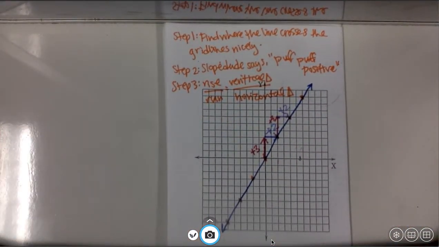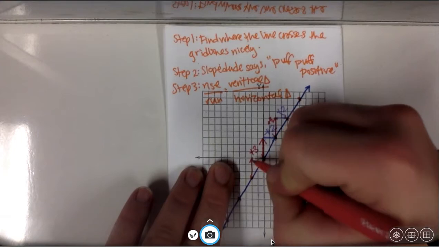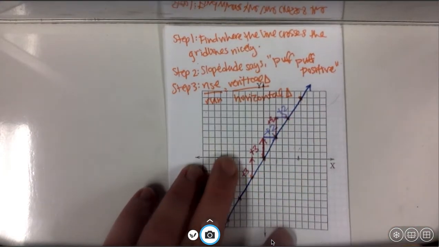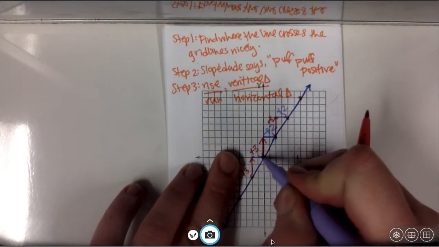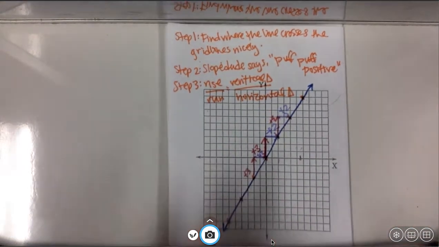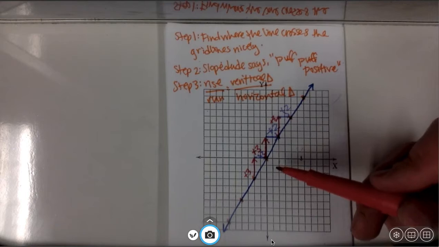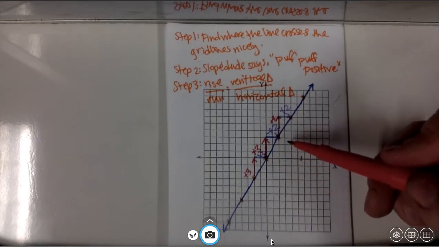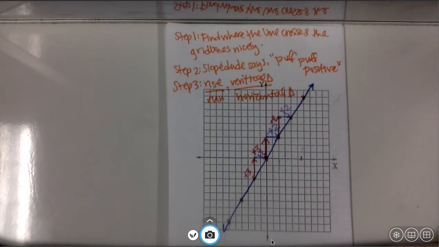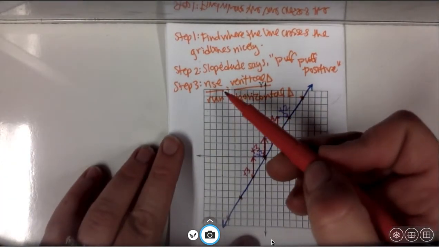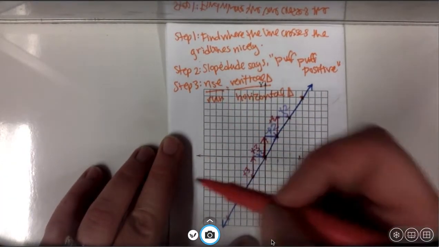I can even go back here and say I'm increasing by 3 from this point to that first point we were looking at, and increasing by 2 right there. So I'm increasing by 3 vertically, and horizontally, I'm increasing by 2. Vertical, 3. Horizontal, 2. Now I can actually put that into this rise over run equation.